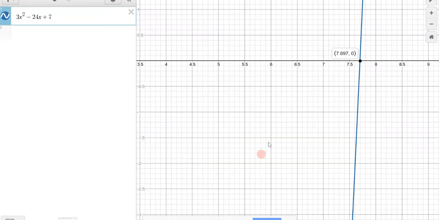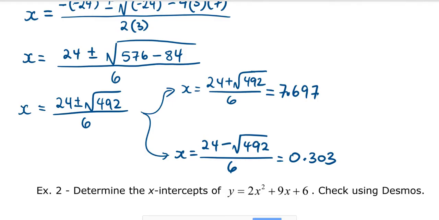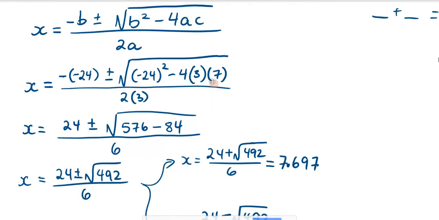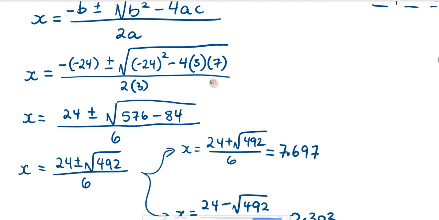What am I verifying again? X-intercepts, the y value is 0, right? Okay, the y value is 0, as we said up here, the y value is 0. Okay, and that's how you use the quadratic formula.